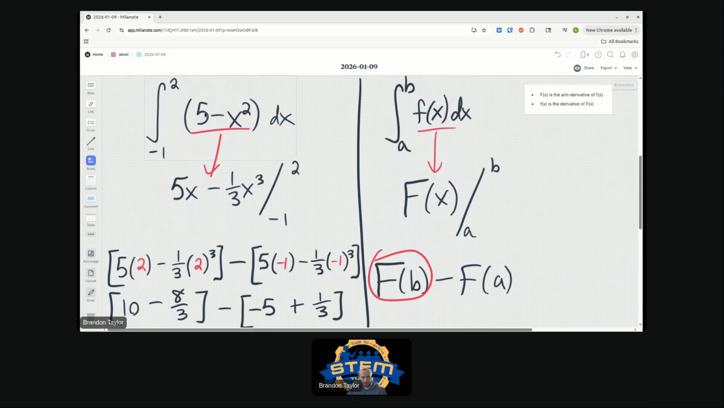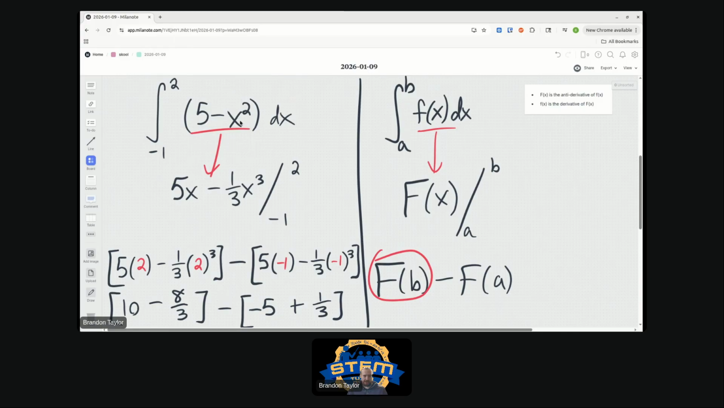There's really, I would say, one hard part about this, and that is this step right here, where we have the function we want to find the area under the curve for, and then we take the antiderivative of that. We talked about that last time, right? The antiderivative is the function such that if you took the derivative of it, it would equal that. Derivative of 5x is 5. Derivative of negative 1/3 x cubed is negative x squared. So if we take the derivative of this thing, we get what we started with.